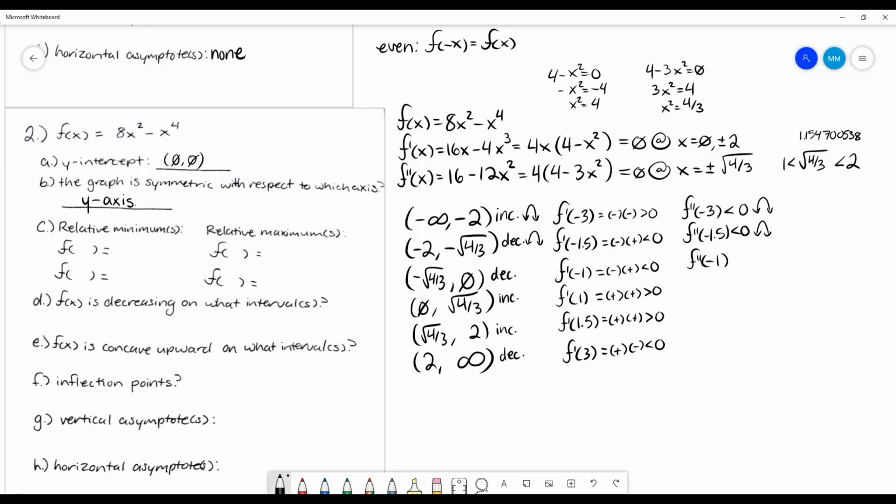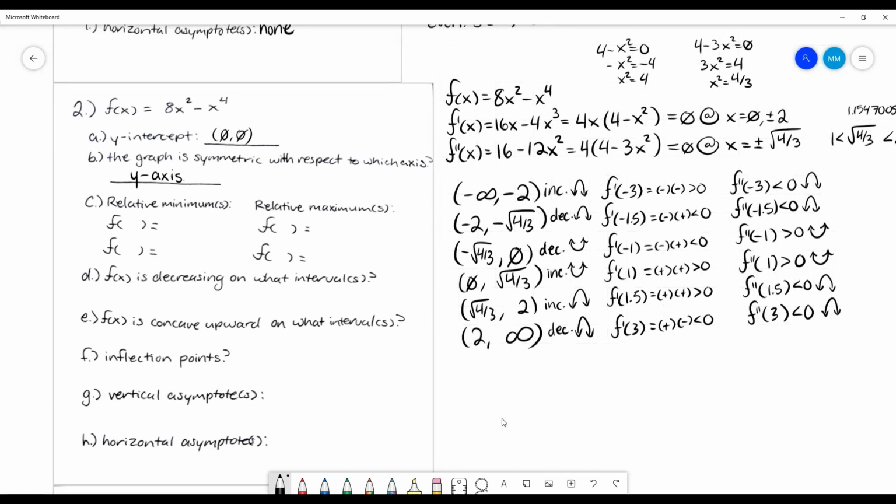Plug in our negative 1. 4 minus 3 times 1 is positive, so we are concave up. Positive 1 now, same deal. It's going to be greater than 0, concave up. Then if I plug in a positive 1.5, I'm going to have the same result as up here, right? Because that's squared. So that's going to be less than 0. And then finally, positive 3 is also less than 0. So this is what our concavity looks like.